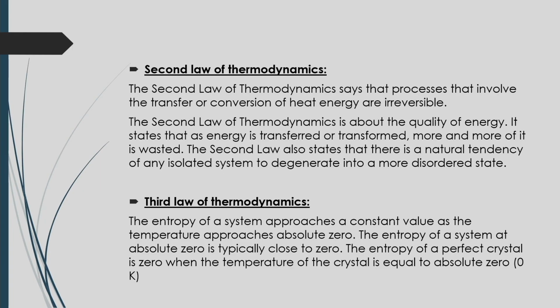Now, the entropy of the system at absolute 0 is typically close to 0, and in that case the entropy of a perfect crystal is regarded as 0 when the temperature of the crystal is equal to absolute 0. For pure substances like pure crystals, the entropy will be 0 at absolute 0, whereas in other cases you will see that at absolute 0 temperature, the entropy will approach a certain value, that is, a constant value.